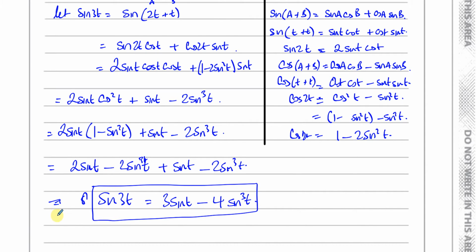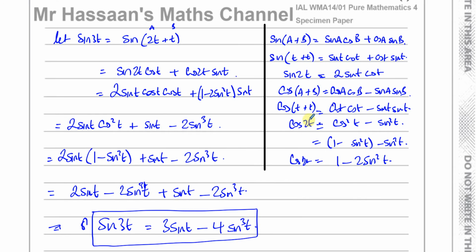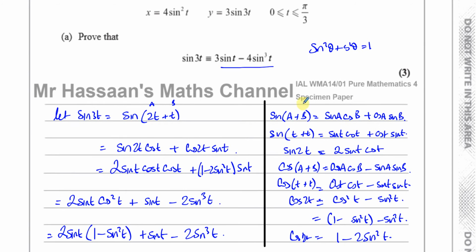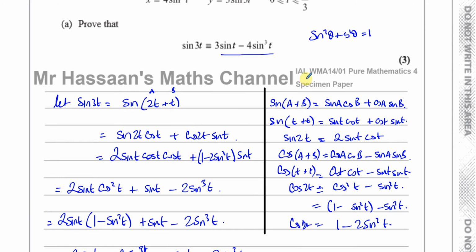As I said, all of these kinds of proofs here, we don't really have to show them. If you can straight away quote that sine 2t is 2 sine t cosine t, and cosine squared t is 1 minus sine squared t, and so on, there's no need for us to actually show the steps. I'm just showing you in case you didn't know where they come from or you're not sure. So that's part A done, proving this identity. It's exactly as they asked us to show.